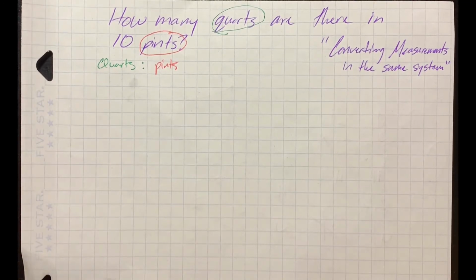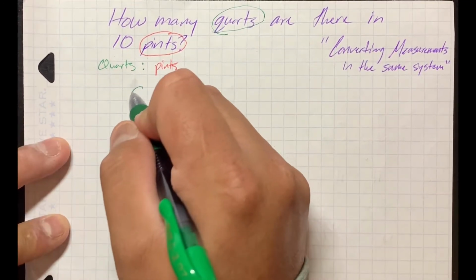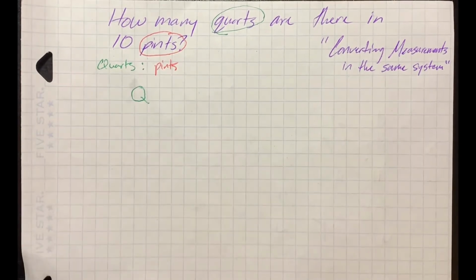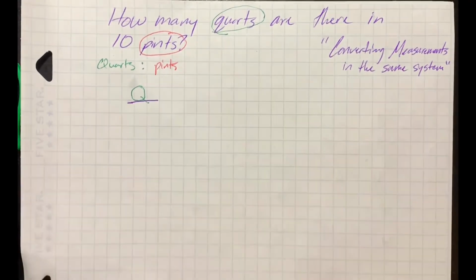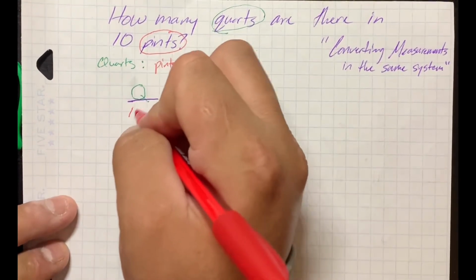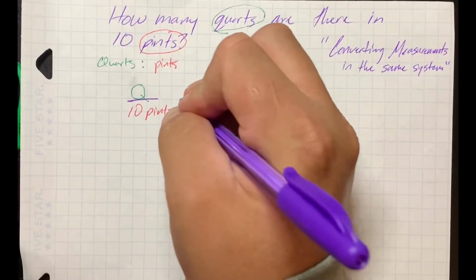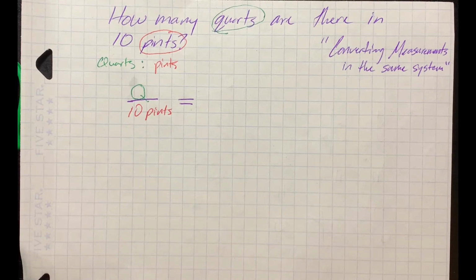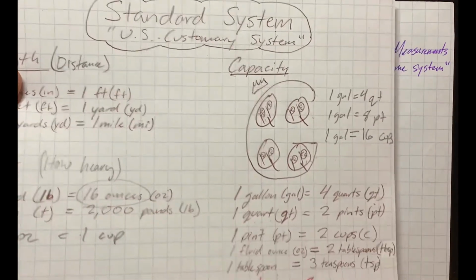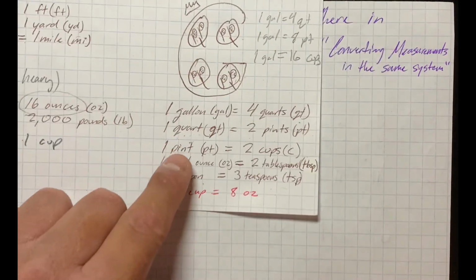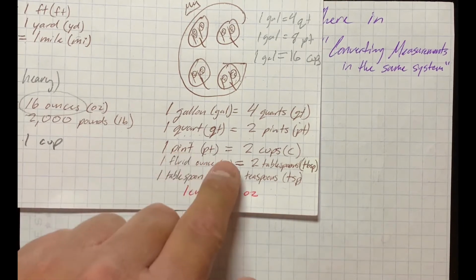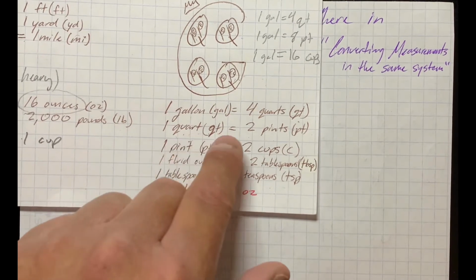Now, I'm going to put a variable Q for quarts to pints. We know that there are 10 pints. Okay, so we're going to write an equal sign here. And then we're going to think to ourselves, we need a conversion. If we're working with quarts and pints, that is going to be with the U.S. customary system. And we know that with 1 quart, there are going to be 2 pints.